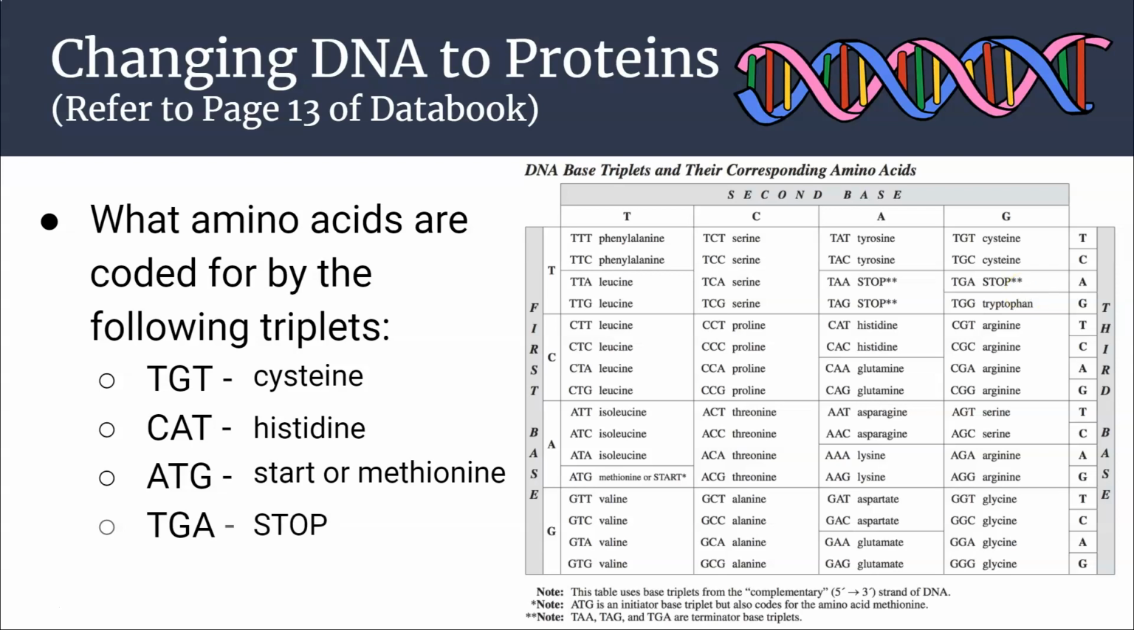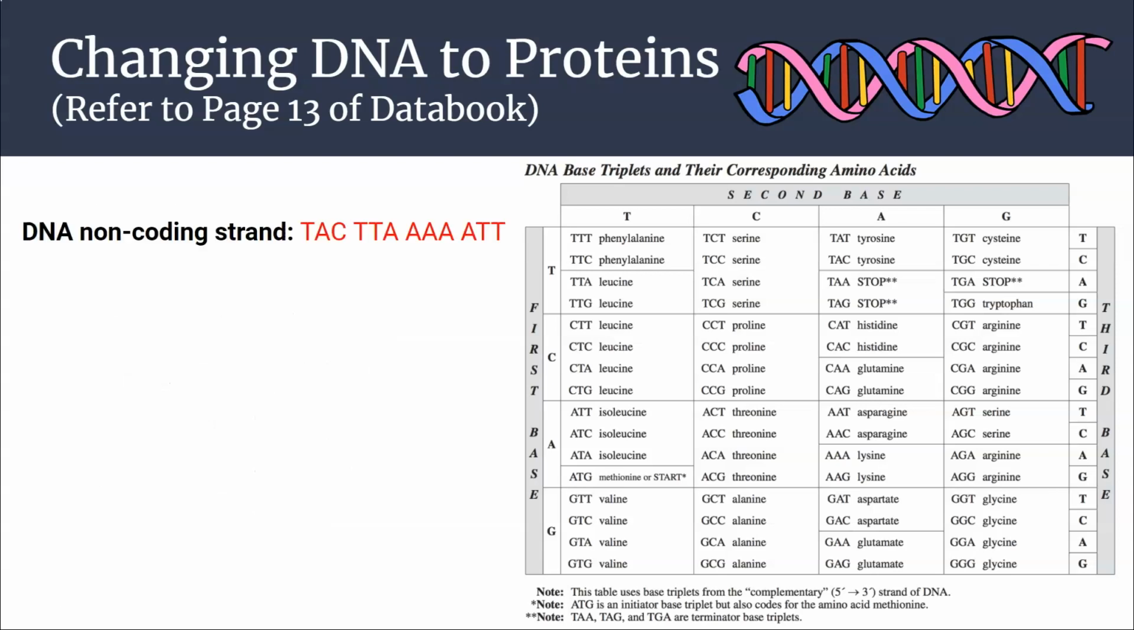So you'll notice at the bottom of this chart, there's a couple notes. It says, note, this table is used for bases of triplets from the complementary strand of DNA. So complementary strand is 5' to 3', we call it the coding strand, and I'll explain that in a minute. And you'll notice it tells you ATG is the initiator base triplet. So it starts all amino acids, but it also codes for methionine. And then you'll notice the third note at the bottom is TAA, TAG, and TGA are terminators. So you'll see that at the very end of every protein we make.